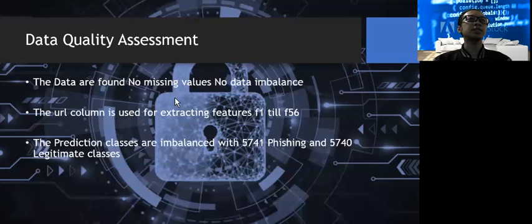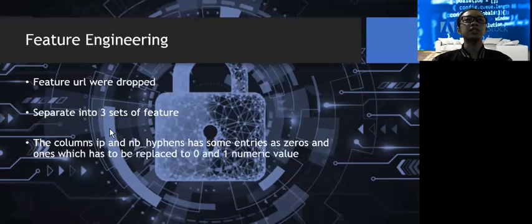Data quality assessment. The data are found to have no missing values and no imbalance. The URL column is used for extracting features F1 until F56. The prediction classes are imbalanced, with 50,741 phishing and 5,740 legitimate ones.